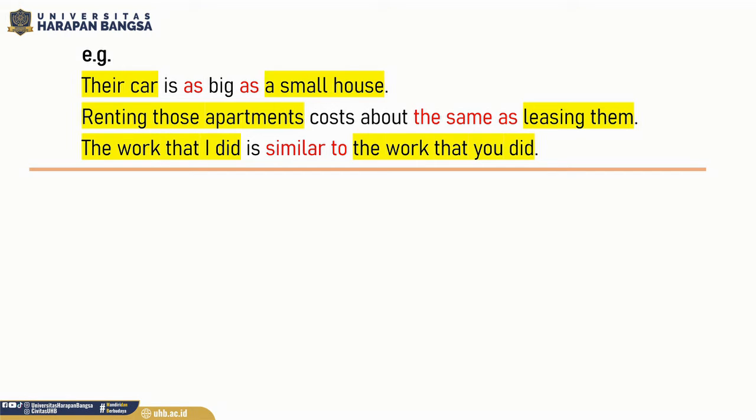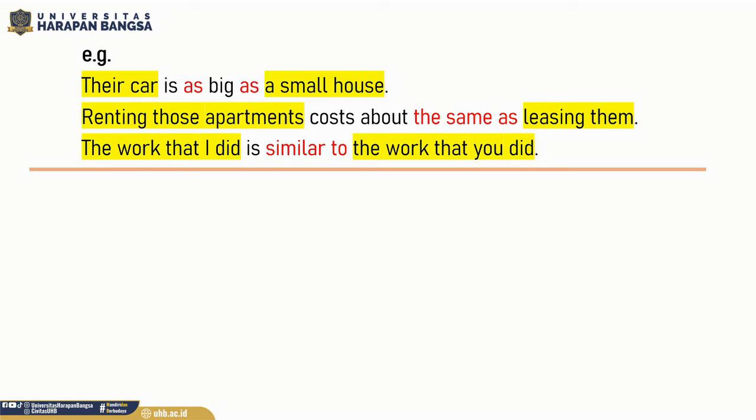The next, renting those apartments costs about the same as leasing them. The same structures are renting those apartments and leasing them. And then the comparison, "the same as". And the last example is the work that I did is similar to the work that you did. The same structure, the work that I did and the work that you did. And the comparison used in this sentence is "similar to".